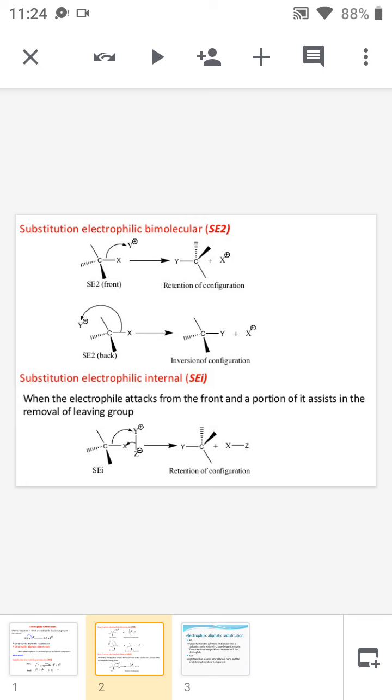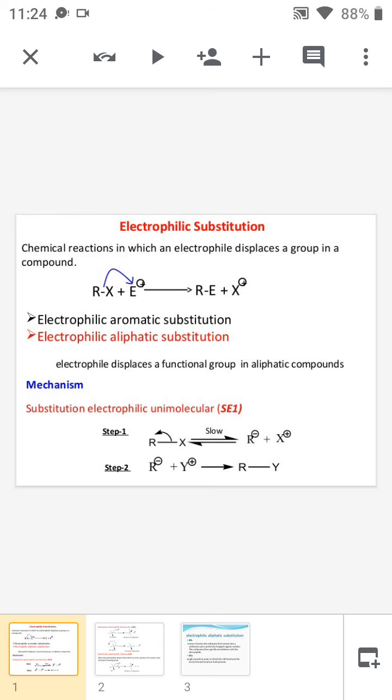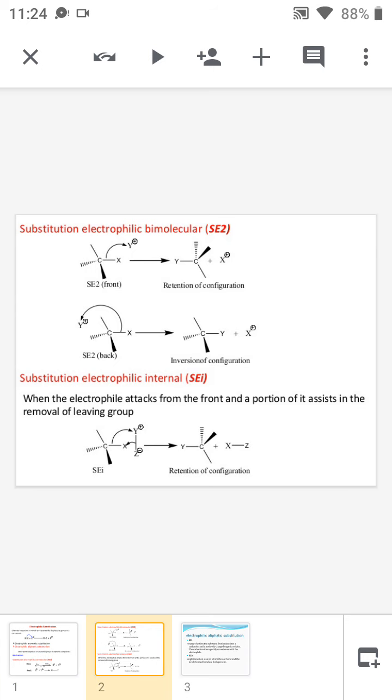Next is SE2 backside, in which the electrophile attacks the starting material just opposite to the direction of the leaving group. That's why it is known as SE2 back, and inversion of the configuration will occur, since the leaving group and the attack of the electrophile are on opposite sides. So in SE2 front side, retention of configuration occurs, and in SE2 backside, inversion of the configuration occurs.